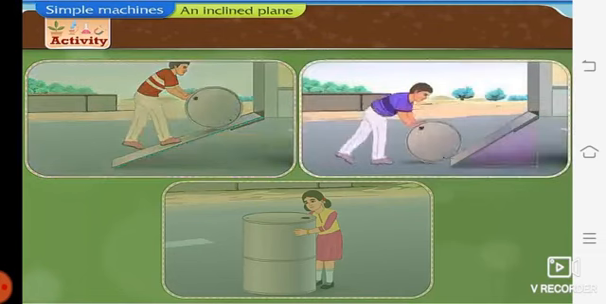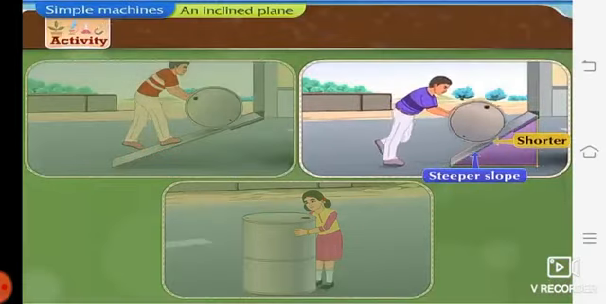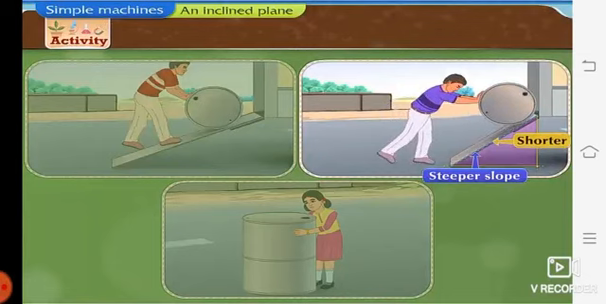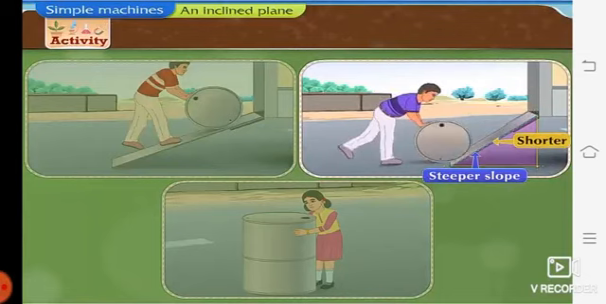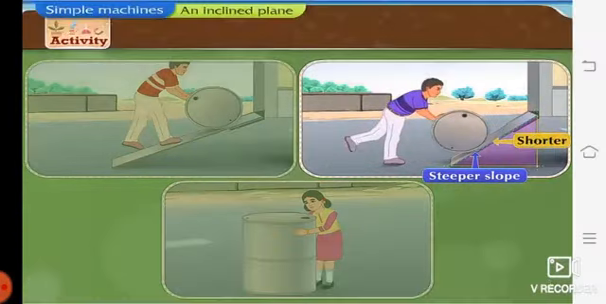Okay. Then the steeper the slope, the shorter the inclined plane, but we have to bear a greater weight. Means when the slope is steeper, then we require more energy to load the object.